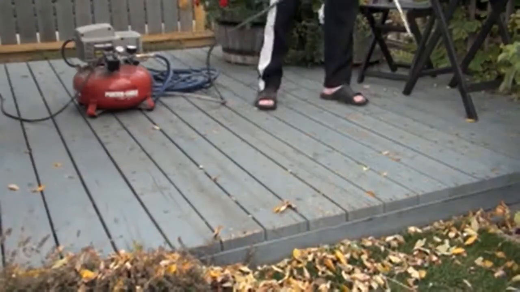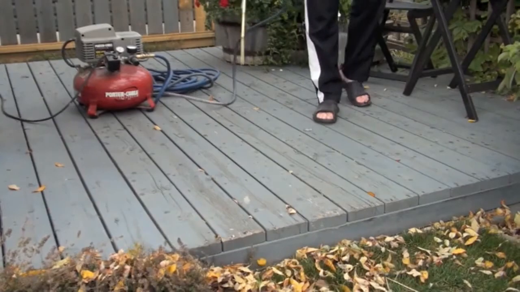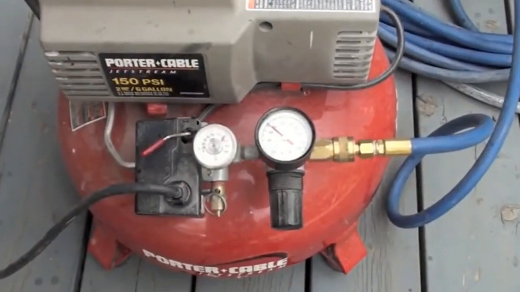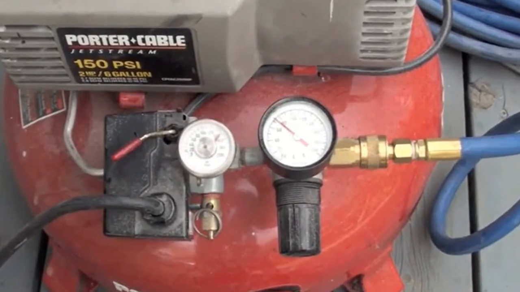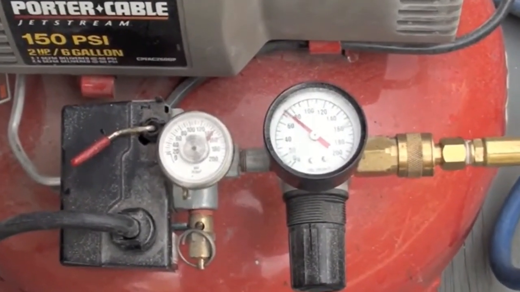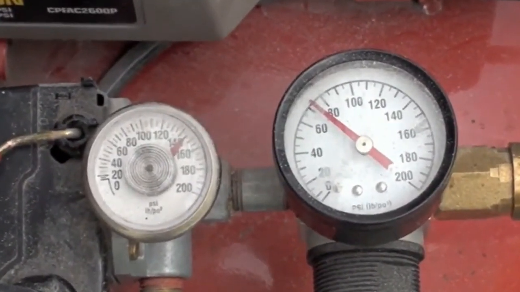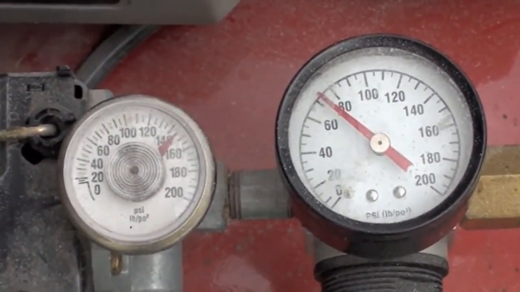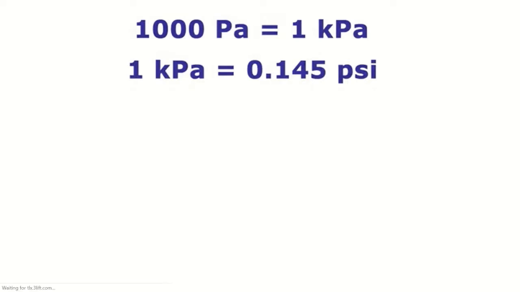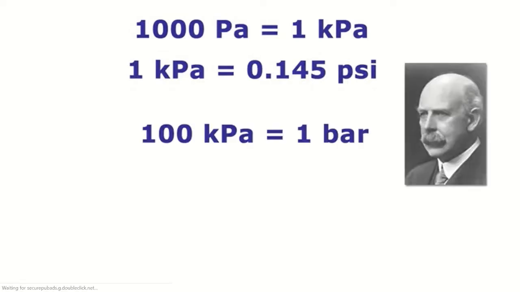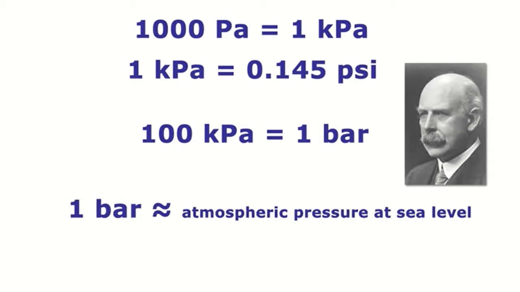Air compressors are simple. They use a series of compression cylinders to squeeze air into a smaller space, thereby increasing pressure. You can read and set the pressure of an air compressor using the attached barometric gauges. The word barometric literally means weight measure, coming from the Greek word baros for weight. This leads us to another unit for pressure, the bar, which was introduced by meteorologist Napier Shaw to describe atmospheric pressure. 1 bar is roughly equal to air pressure at sea level.